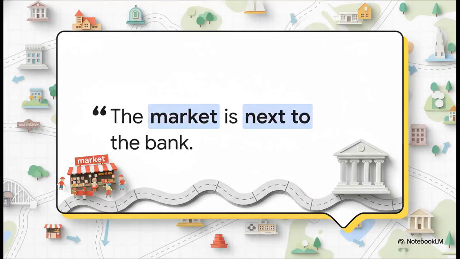This sentence, it's like a perfect little map. It takes a place we know, the market, it uses one of our connecting words, next to, and it links it to another landmark, the bank. Bam! With just six words, you can give someone clear, useful directions. That's the real power of combining all these ideas.